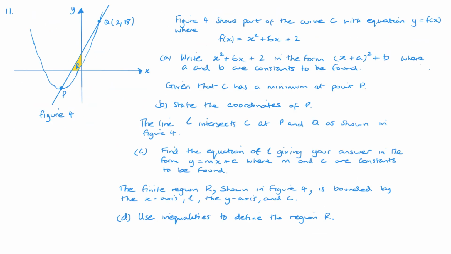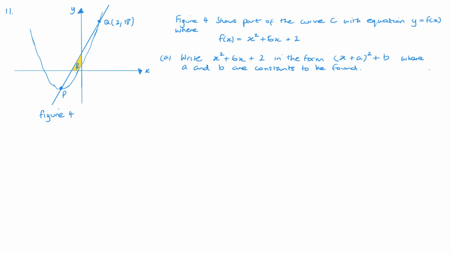This question, however, looks like there's far more to do. So we've got a little shaded area in there. We've got an equation here. Write this equation in this form where a and b are constants. So completing the square is the first part that we have to do here. I'll just make a little bit of room so we can work out each part individually. There we are. So first step is to complete the square.